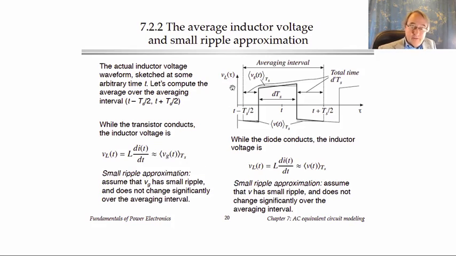So what I've drawn is an inductor voltage waveform, vL(t), where the switching period is starting right here. And then this is drawn at some arbitrary time t that doesn't coincide with the switching period. It's right there. And so our averaging interval then extends 1/2 switching period before and after this time t.